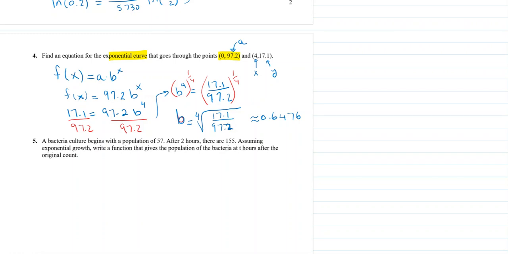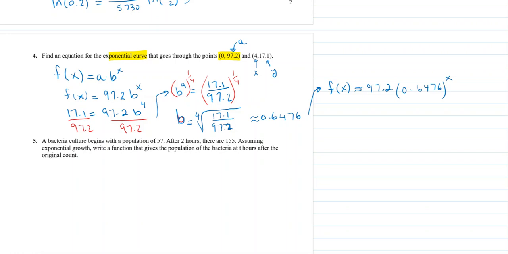So we have a, we have b, we can write our function. The answer is, they said find an equation for the exponential curve. This is the equation, f of x equals approximately 97.2 times 0.6476 to the power x. So why did I do this problem? It relates to the next application problem.